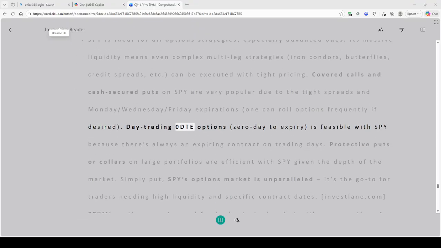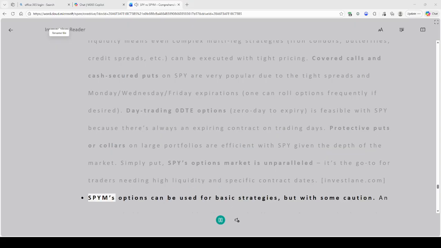Day trading 0 DTE options, 0 day to expiry, is feasible with SPY because there's always an expiring contract on trading days. Protective puts or collars on large portfolios are efficient with SPY given the depth of the market. Simply put, SPY's options market is unparalleled. It's the go-to for traders needing high liquidity and specific contract dates.